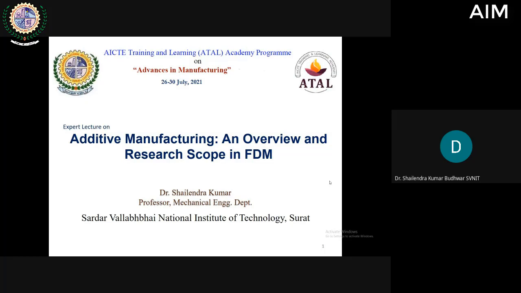Then different types of additive manufacturing techniques. What are their benefits? What are the different materials that can be used in different techniques of additive manufacturing? Then we'll discuss in detail the research trends in FDM and what can be the future scope in fused deposition modeling, which is the most widely used technique of additive manufacturing.